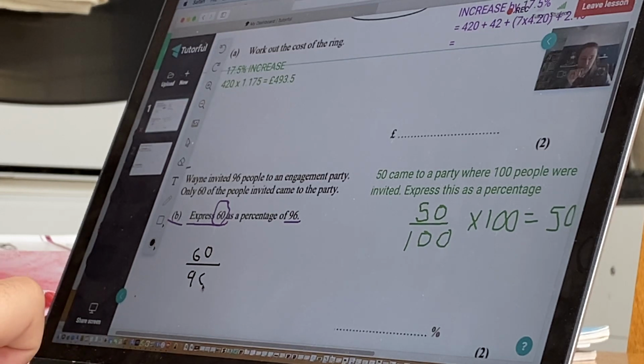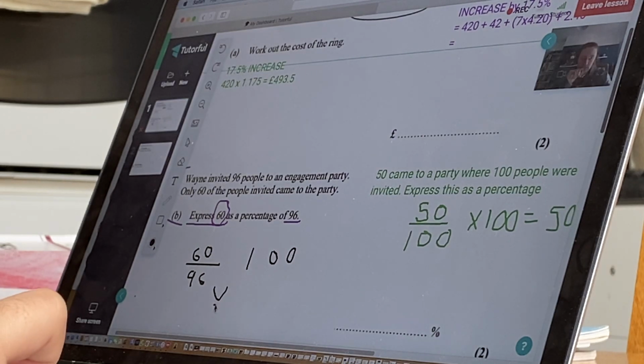60/96, brilliant. I know what to do. You know what to do? Okay, go on then. That's what I like to hear. What divided by 100 makes 96? That's the method I know. Okay.